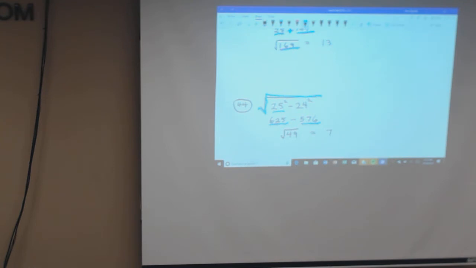What's 625 minus 576? I'm going to need my calculator for that one. It equals 49. What's the square root of 49? So all of that equals 7. What do you think? Are we having fun yet?